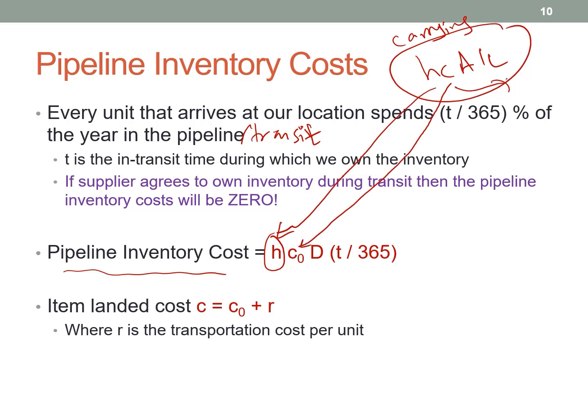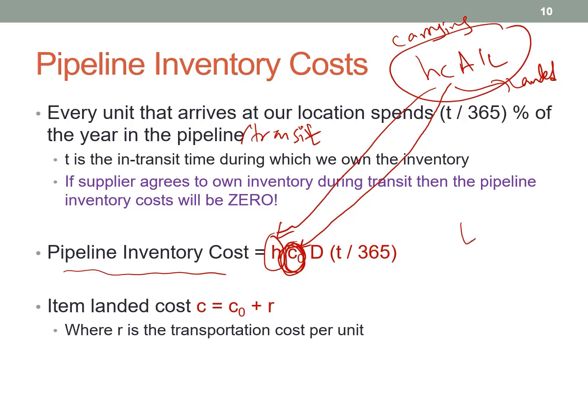Well, C was the landed cost where we included the transportation rate. C naught includes just the money we pay the supplier. It does not include the transportation expense. Why? Because when inventory is in transit, the value of that inventory is C naught. Only after reaching our warehouse does the value of the inventory increase to C naught plus R. And then we multiply by how many units are in transit.